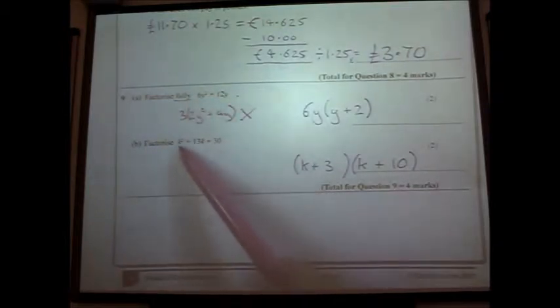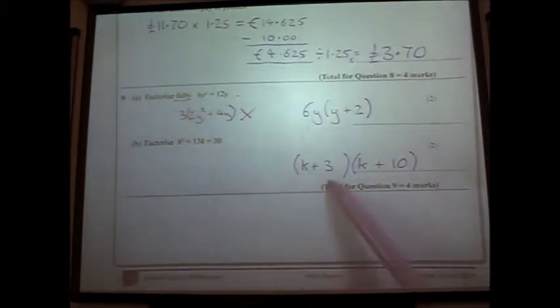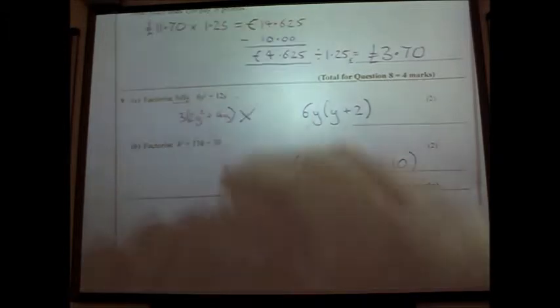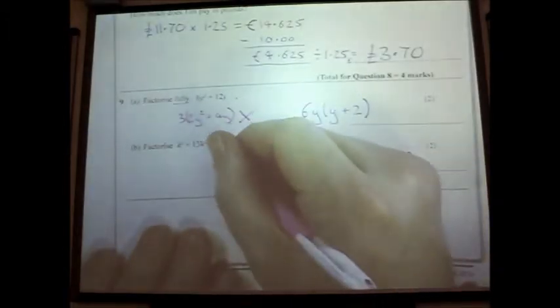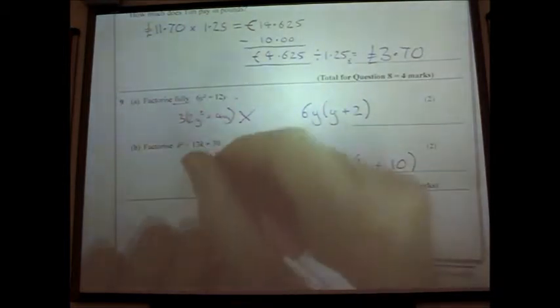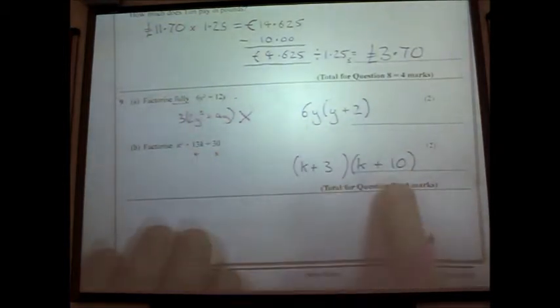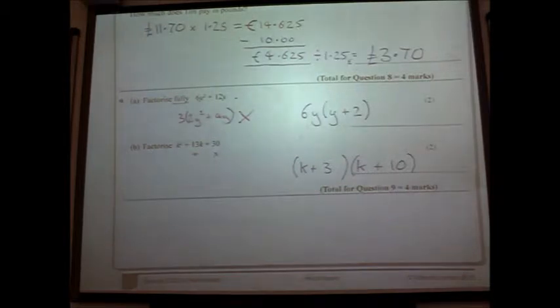Factorize this, because it's a quadratic, it goes into a double bracket. You've got to find out what 2 numbers multiply to make 30 and add up to make 13, and it is 3 and 10. So it's k add 3, k add 10.